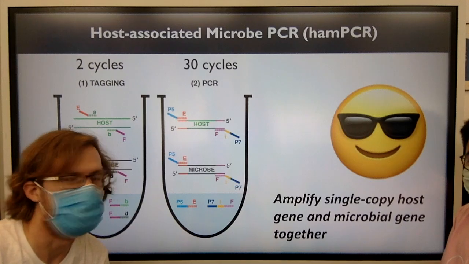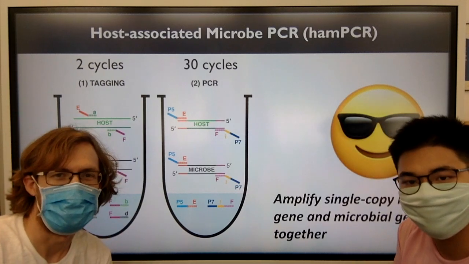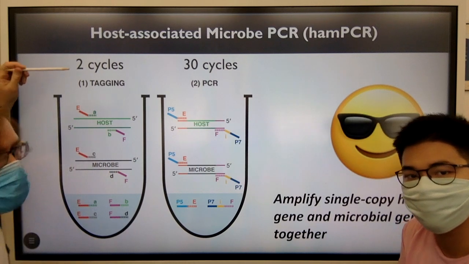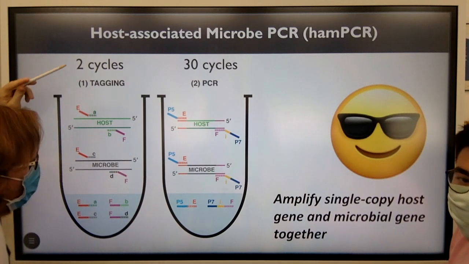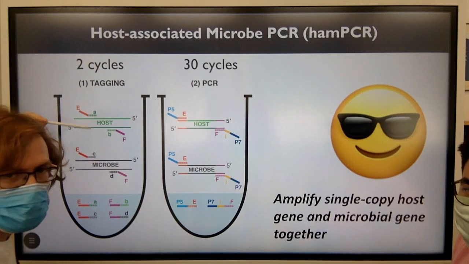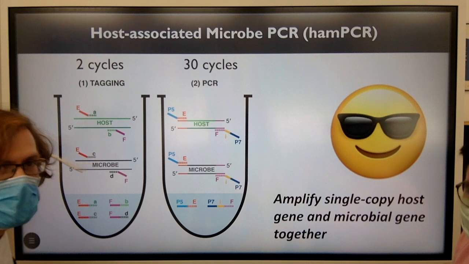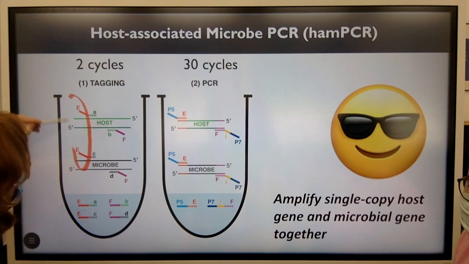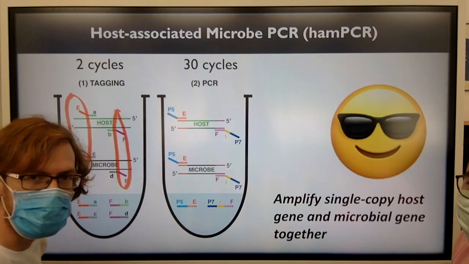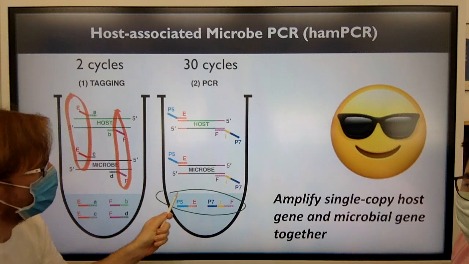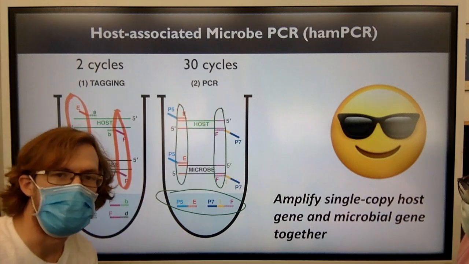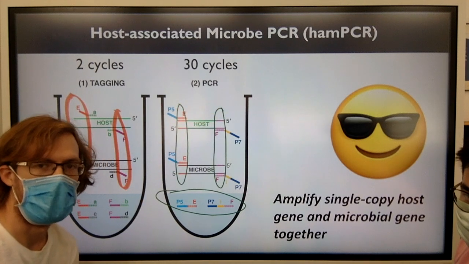So what Pratchaya and I have done is create hamPCR, which is host-associated microbe PCR. It's a 2-step amplicon sequencing protocol. In the first step, which is 2 cycles, called the tagging step, we have 2 primer pairs, or 4 primers, in the same tube: 2 specific to the host and 2 specific to the microbe. These primers add the same forward universal overhang and the same reverse universal overhang. That means that when we go to the PCR step of 30 cycles, a single primer pair, which can bind to these universal overhangs, can now amplify these diverse templates using the same annealing sequence, therefore without bias.